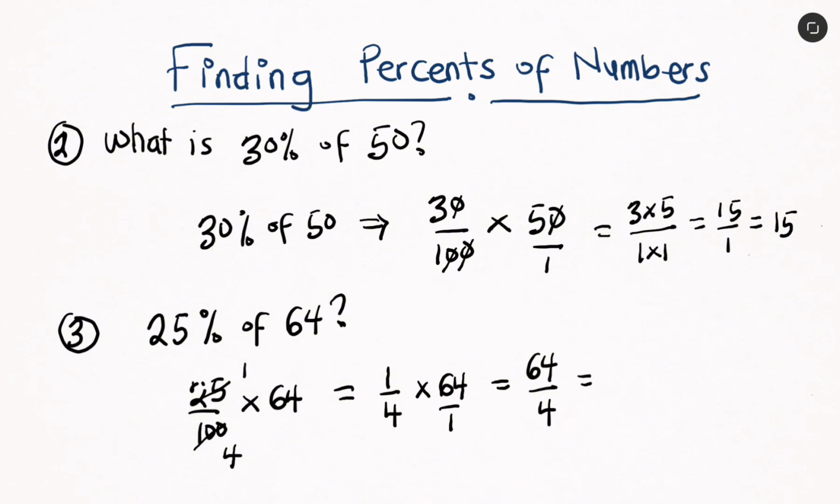Okay, so now that I have that, 64 divided by 4 will give me what? So 64 divided by 4 will give me 16, and so therefore 16 becomes the answer for this particular problem. All right, let's go ahead and have a look at 2 more examples.